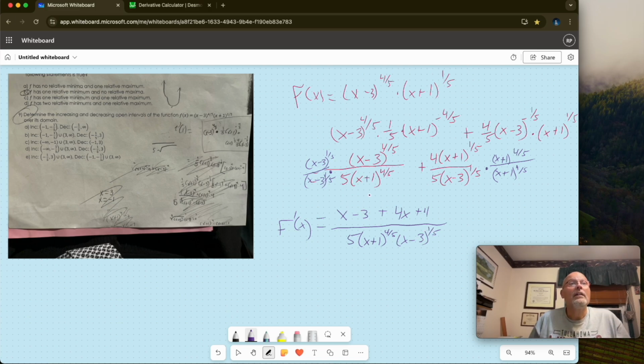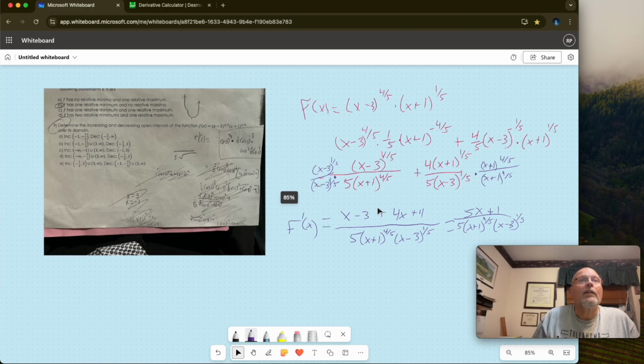All right, a lot of work there. Finally, we're going to combine this to 5x plus 1 over 5 times (x plus 1) to the 4/5, (x minus 3) to the 1/5. All that work gets us there.